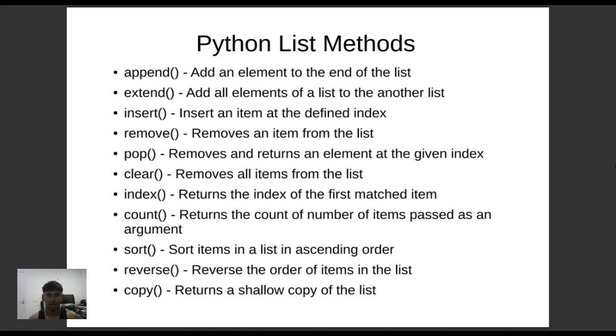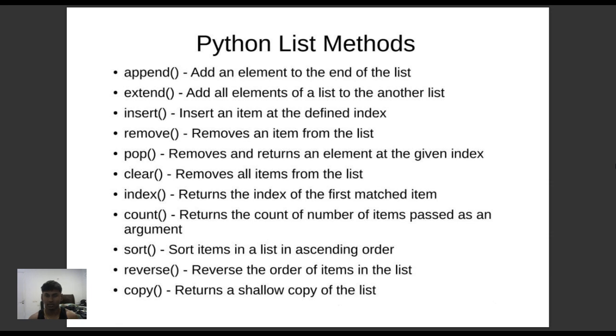Python list methods. Append. Append is a Python list method which allows you to add an element to the end of the list. Extend. Add all elements of a list to the other list. Insert. Insert an item at the defined index. Remove. Removes an item from the list. Pop. Removes and returns an element at the given index. Clear. Removes all items from the list.